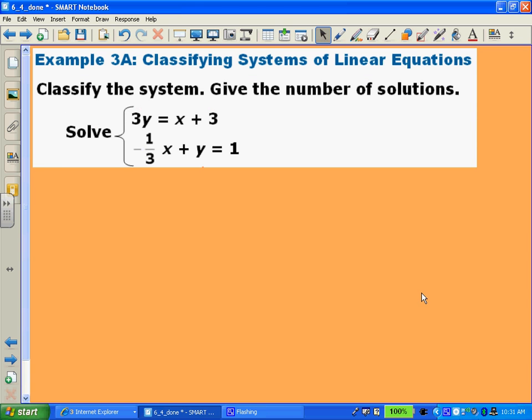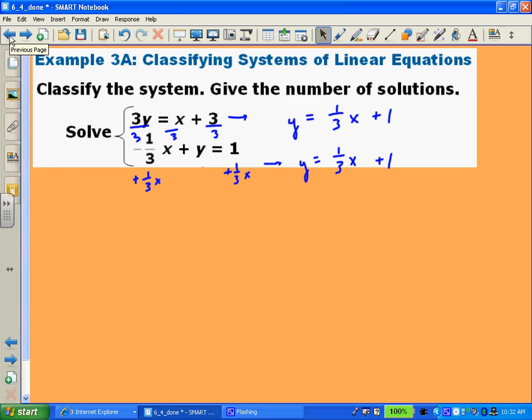So what we're going to do when we come across a system and it says classify the system, meaning not solve but classify, what we'll want to do is put each equation into slope-intercept form. So if I look at this top one here, I have to divide everything by 3. So I would have y equals 1/3 x plus 1. And on here I'd have to add the 1/3 x. So on that one I would have y equals 1/3 x plus 1. So now they're both in slope-intercept form.